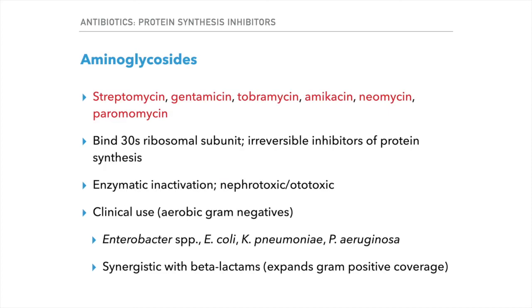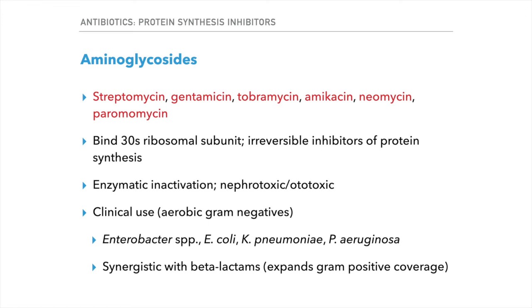The last group of protein synthesis inhibitors are the aminoglycosides. The aminoglycosides contain streptomycin, gentamicin, tobramycin, amikacin, neomycin, and paromomycin. Just like the tetracyclines that we just talked about, the aminoglycosides also bind the 30S ribosomal subunit. However, they result in an irreversible inhibition of protein synthesis. And this happens through three distinct mechanisms of action.